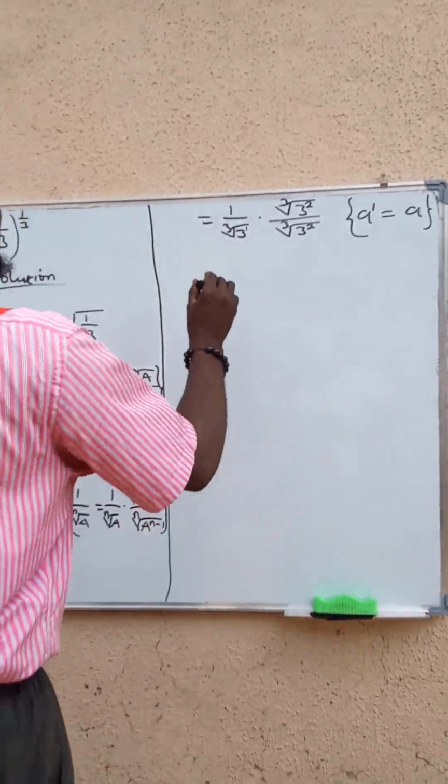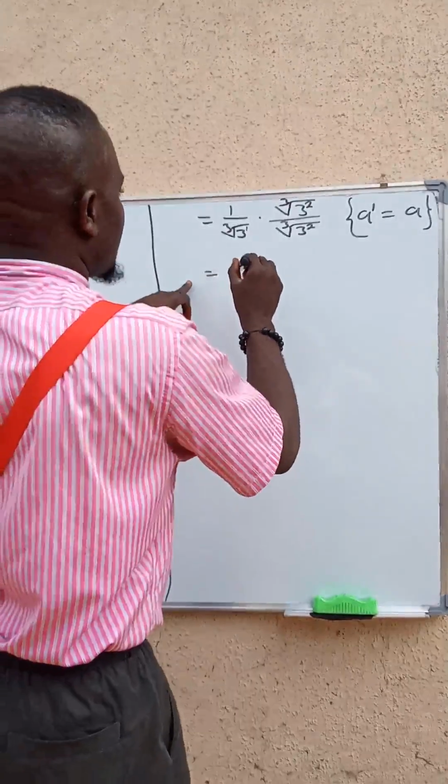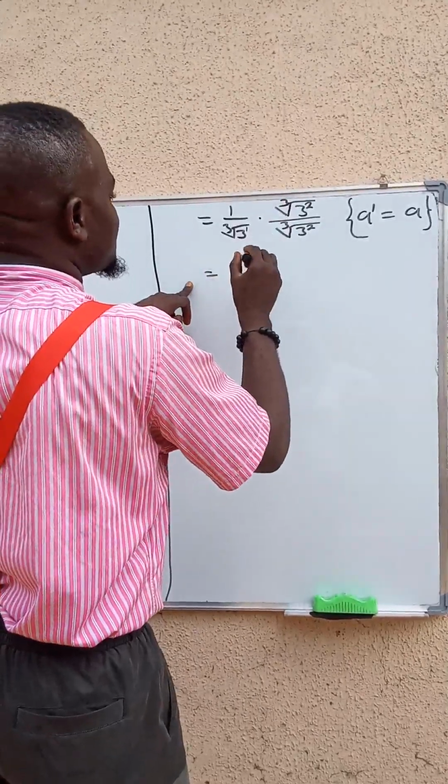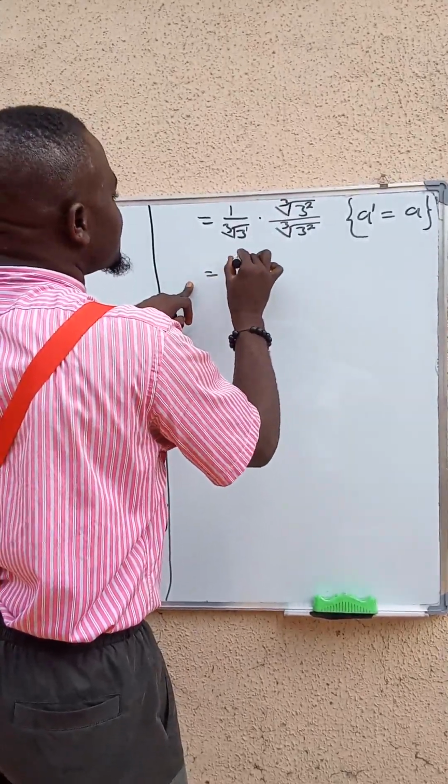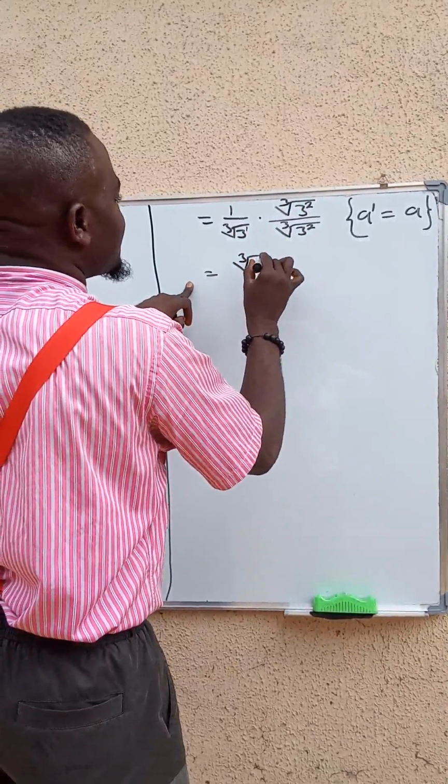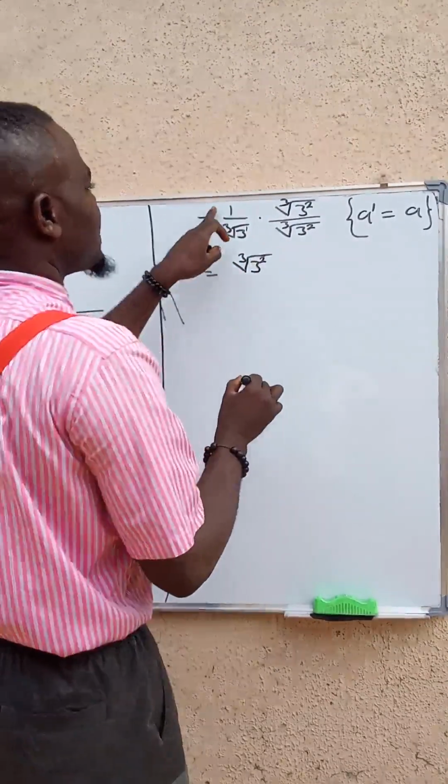So this thing can now be what? 1 times the cube root of 3 raised to the power of 2 is the cube root of 3 raised to the power of 2. That's 1 times this.